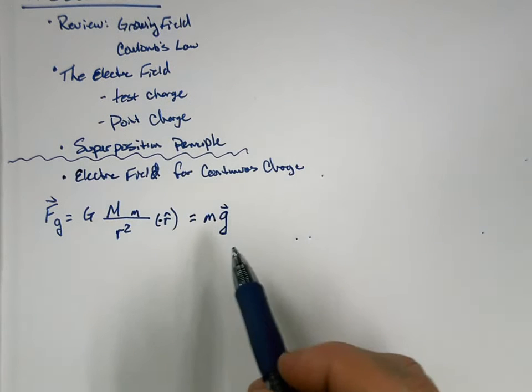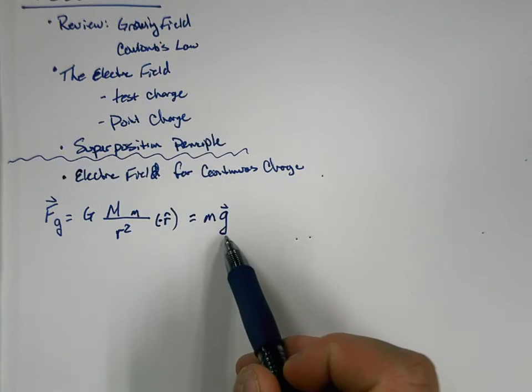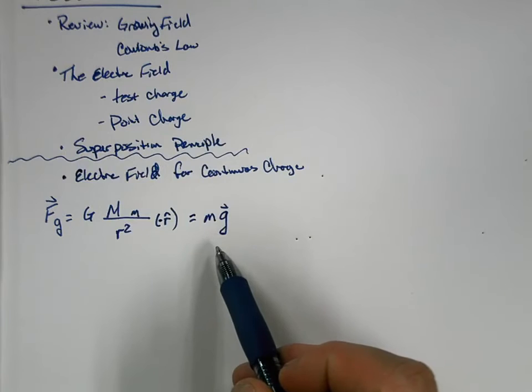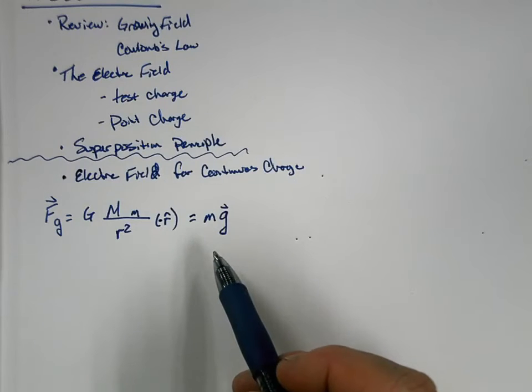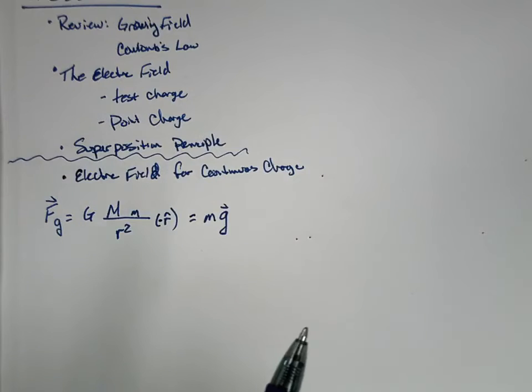Now, if we are close to the Earth, if we are an object that is close to the Earth, this g remains the same pretty much wherever you are. But that's just because you are at pretty close to a constant radius from the center of mass of the Earth. Otherwise, your acceleration due to gravity is going to change.